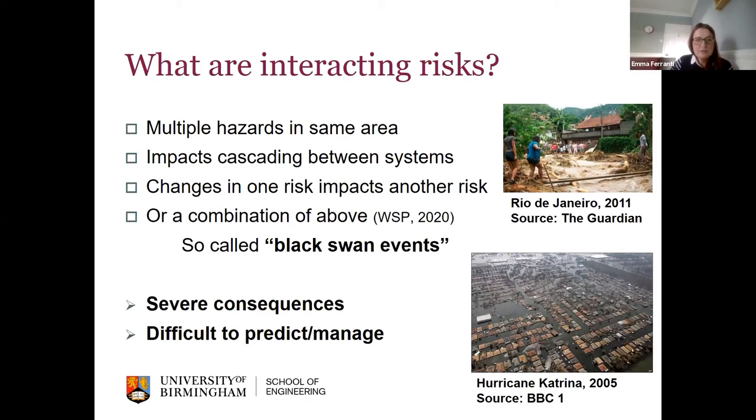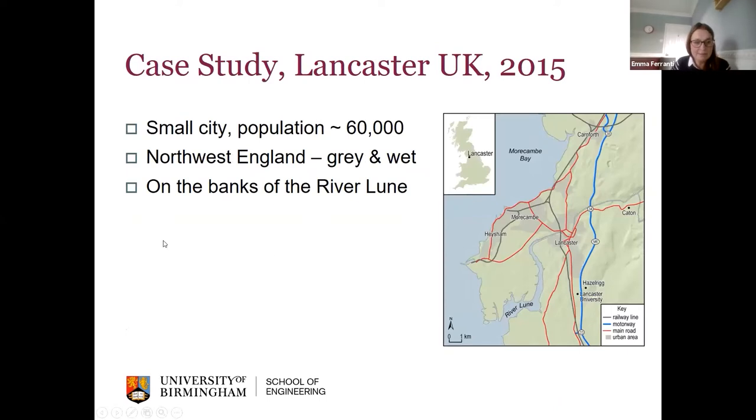So I wanted to use the rest of this introductory session to spend a couple of minutes talking about an example of interacting risks and cascade failures from my hometown of Lancaster. Lancaster is in northwest England. It's a small city with a population of about 60,000, and it's in a part of the country which is dominated by weather that comes from the southwest and the west. And if I'm honest, it's a pretty grey and wet place to live. Lancaster is also, like many of our cities, built along the banks of a beautiful river, the River Lune.